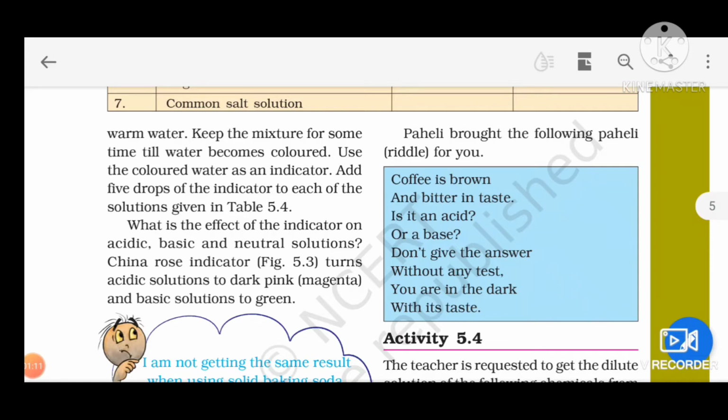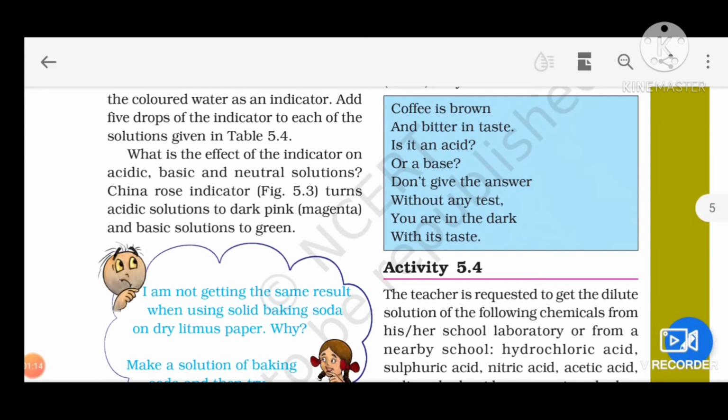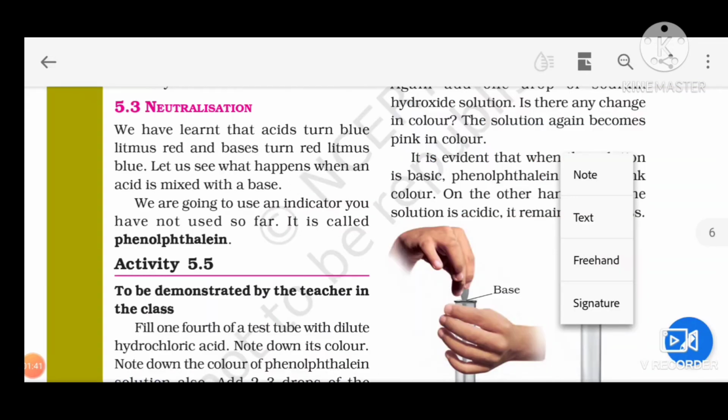So we can see here, coffee is brown and bitter in taste. So is it an acid or a base? Since it is bitter in taste, it is not an acid, it is a base. Let us use some of the indicators which are made not from natural things, but from other chemicals. The other chemical indicator which we can use is phenolphthalein.